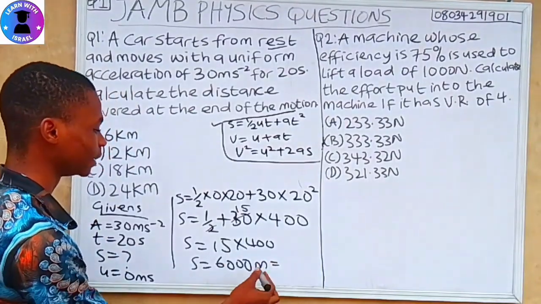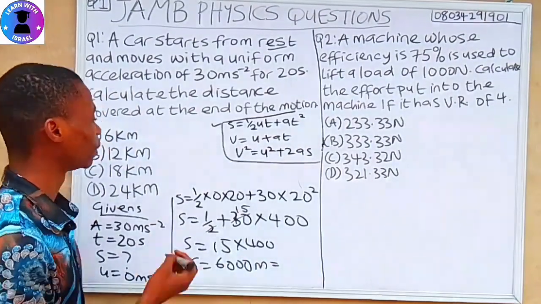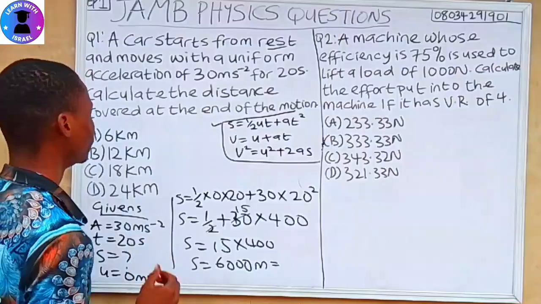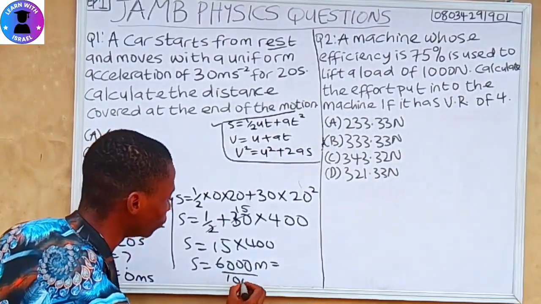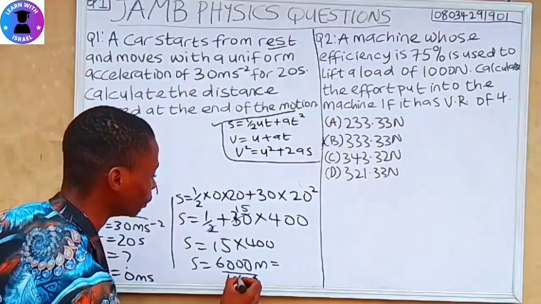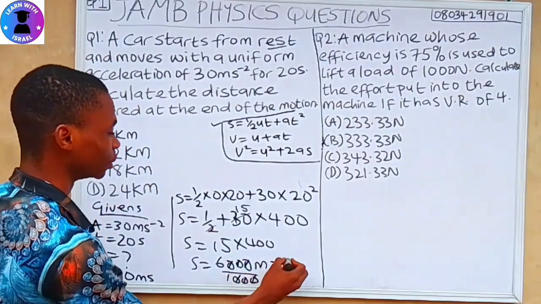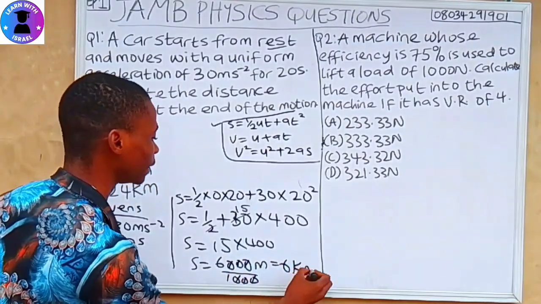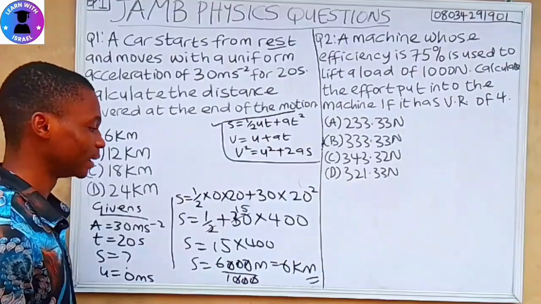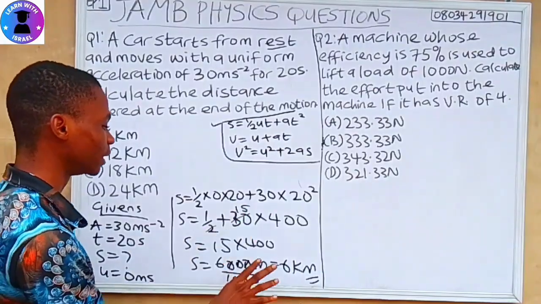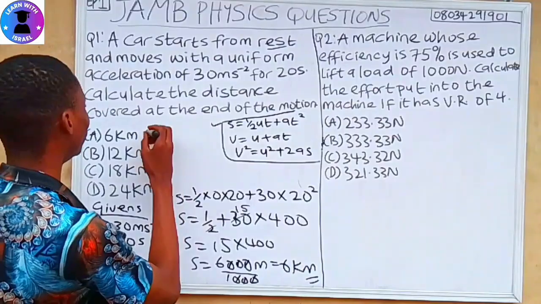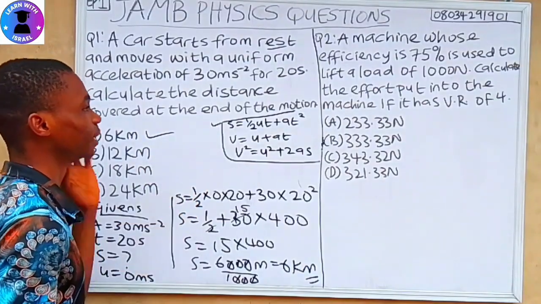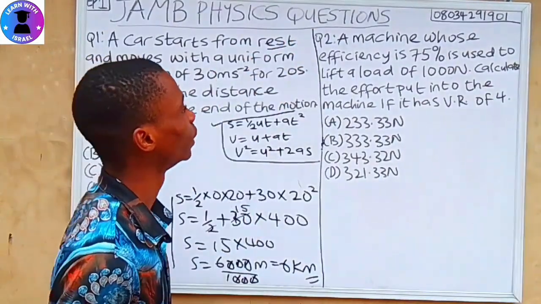If we convert this 6,000 meters to kilometers, because our options are all in kilometers, to convert meters to kilometers we divide by 1,000. If we divide by 1,000, we are left with 6. So the correct answer is 6 kilometers. If you check the options, option A is the correct answer, which is 6 kilometers. Let's move to the next question.